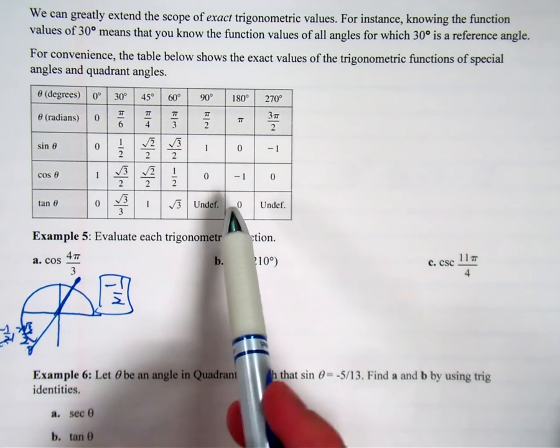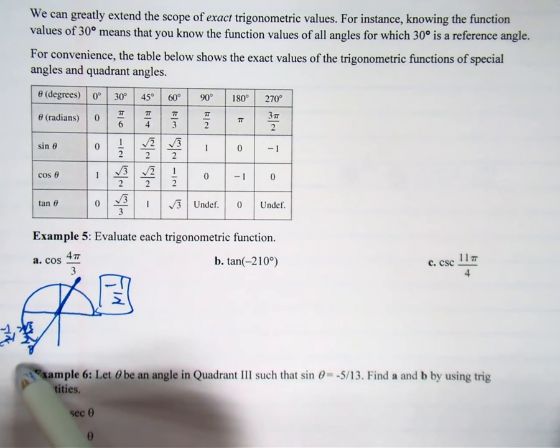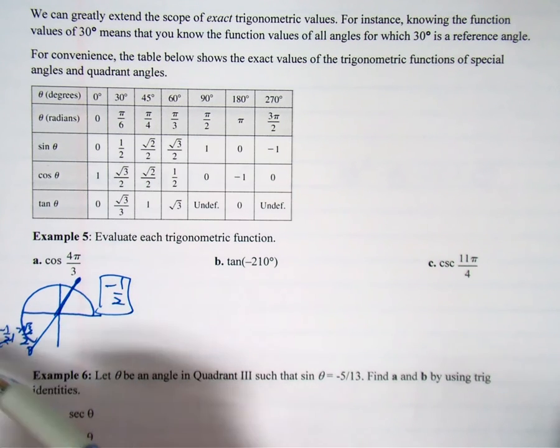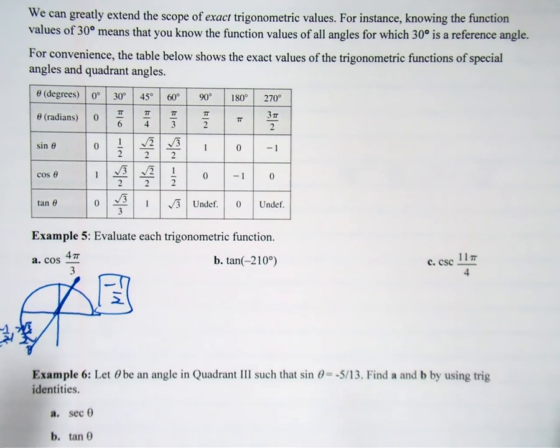Okay, how could you have done that with the table? 4 pi over 3 would be the same thing as pi over 3. We did that. Cosine is a half. And now you're in quadrant 3, so cosine is negative. So that's another way to look at that.